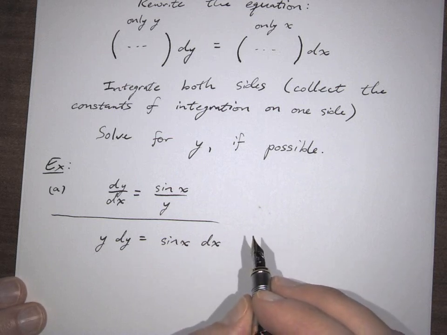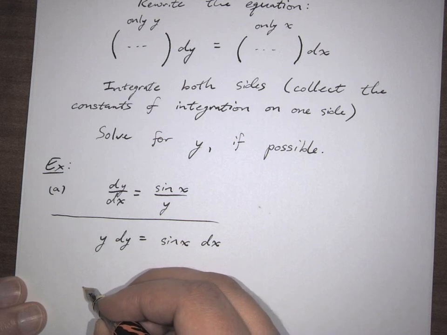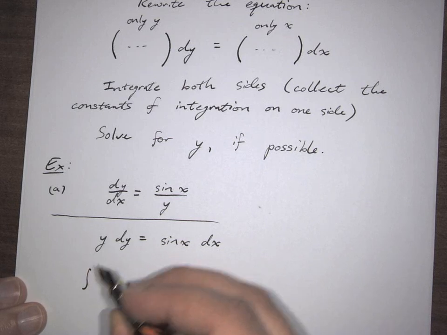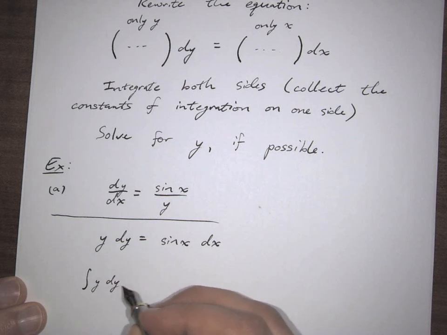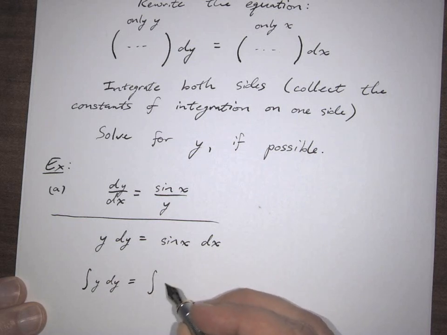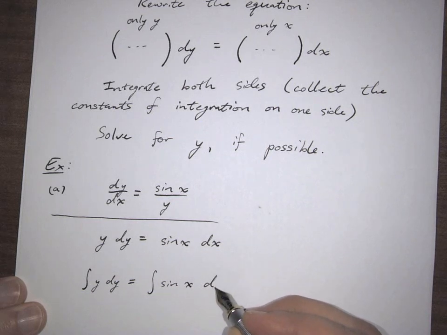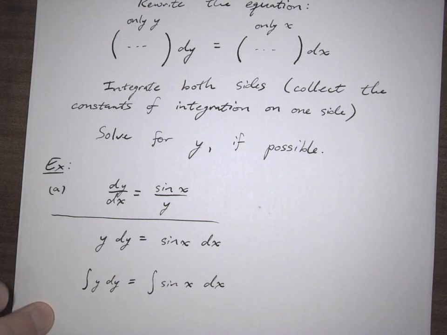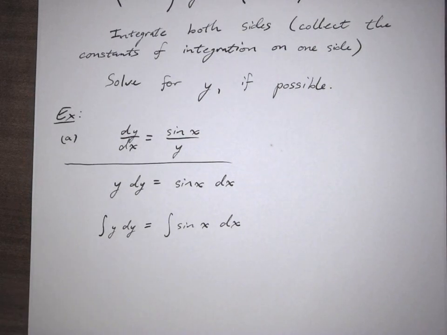It almost makes sense, but not quite. And so, in order to make it make total sense, what we just need to do is add an integration symbol to both sides, and then what that's going to give us is now a perfectly sensible arrangement. So what we see here is the integral of y with respect to y is equal to the integral of sine of x with respect to x.